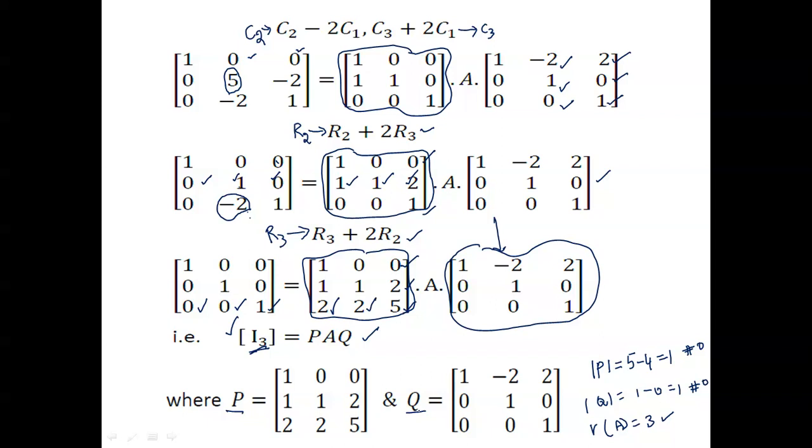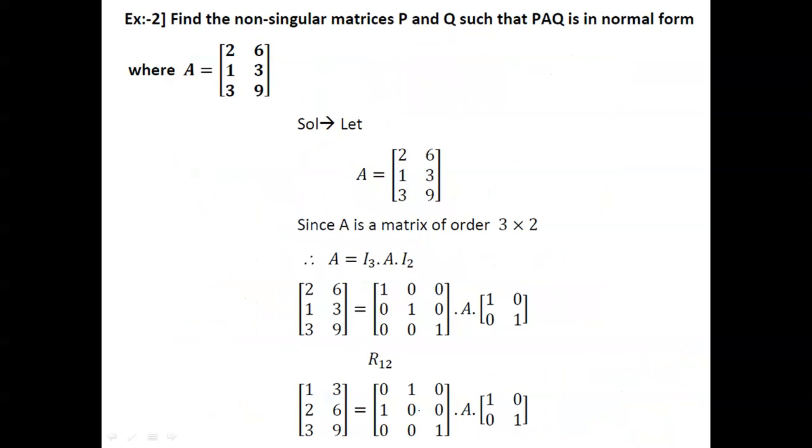Let's go to the next problem. Find two non-singular matrices P and Q such that PAQ is normal form where A equal to. Now we observe that A equal to this matrix of order 3 by 2. 3 by 2 means number of rows, that is columns.